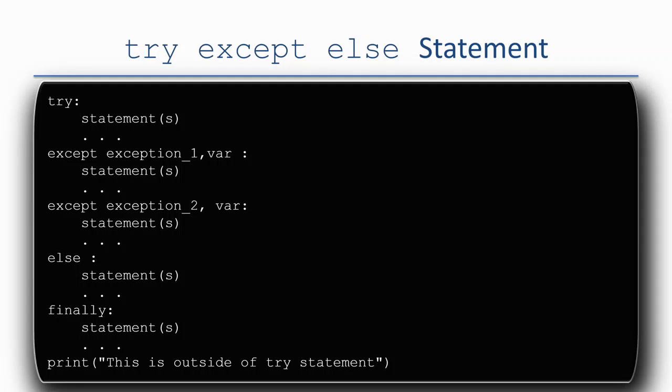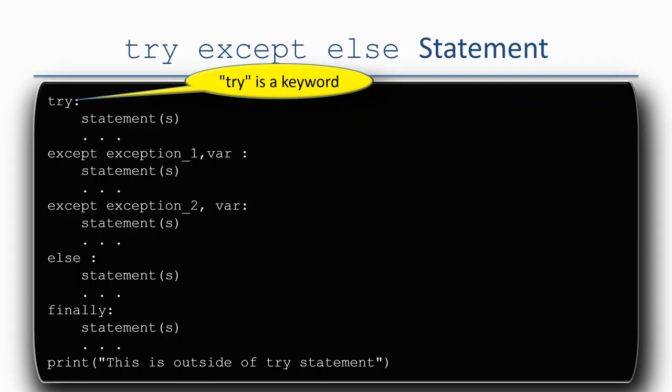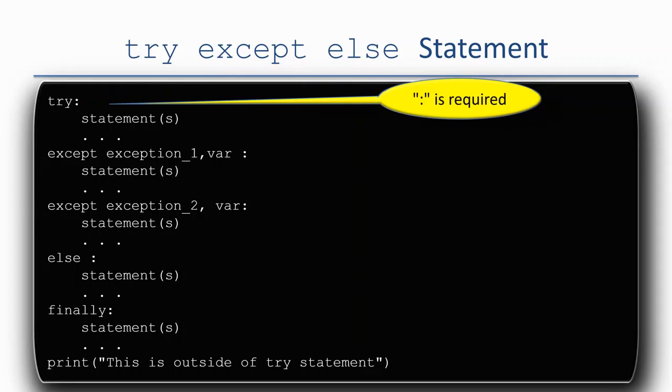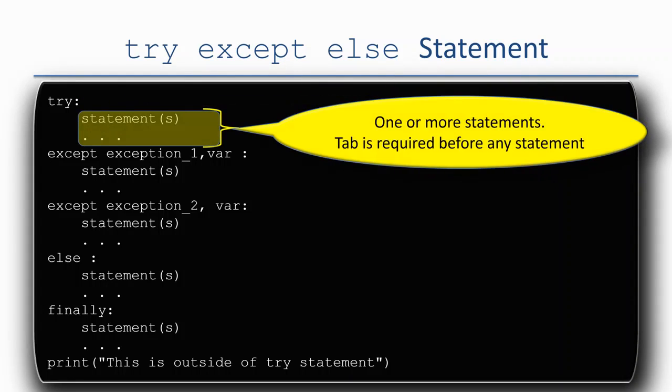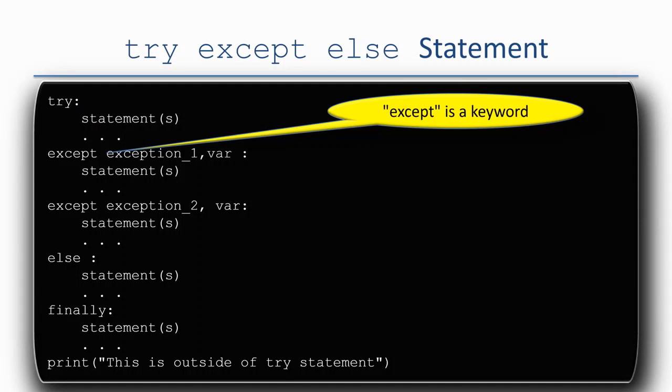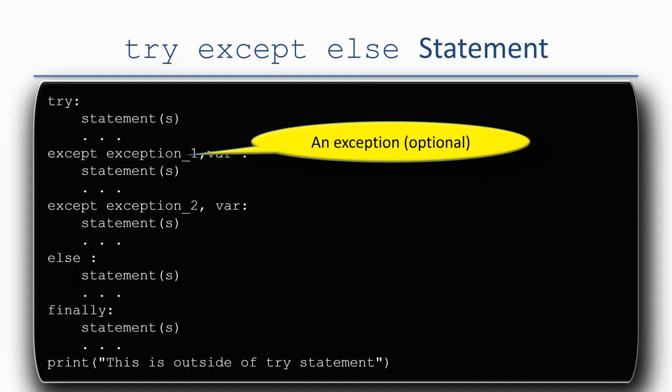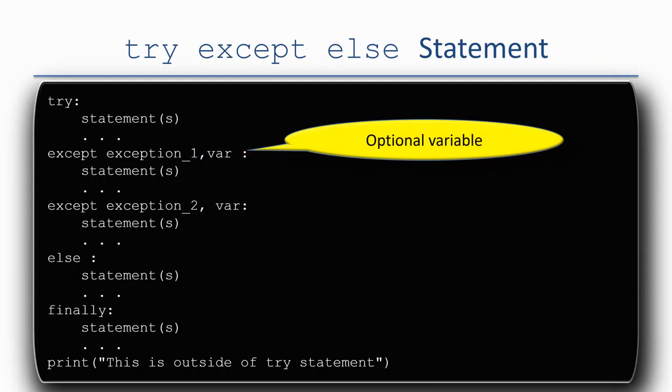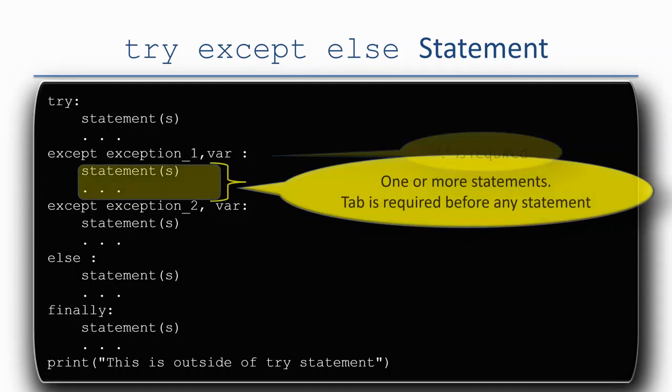To start a try except statement, you start with the keyword try, and of course the colon is required. Then it will be followed by one or more statements. Tab is required before any of these statements. Then you have an except keyword, and in front of the except keyword you can put the kind of exception, and that is optional. Then you can have an optional variable, a colon after that. Then that is followed by one or more statements, and tab is required again.